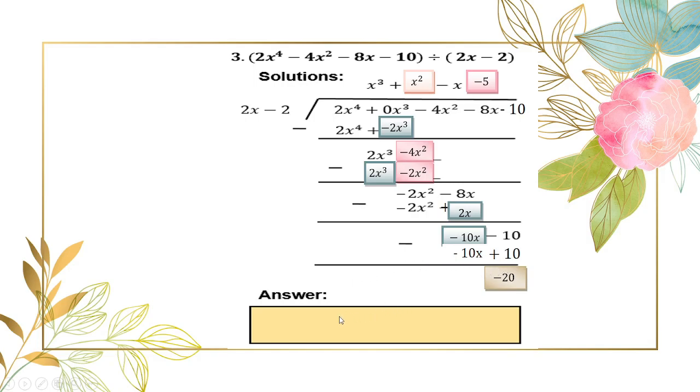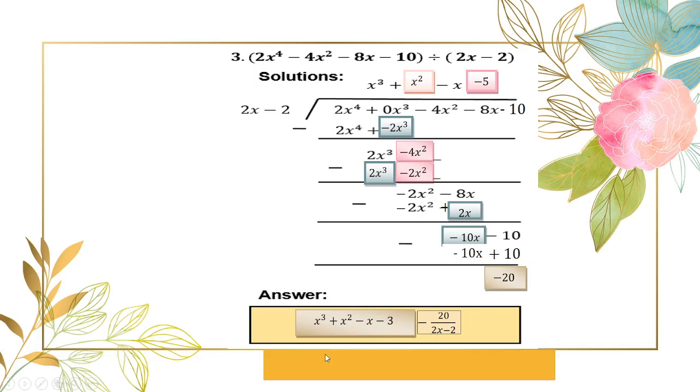So the answer is, from here, x cubed plus x squared minus x minus 5, minus 20 over 2x minus 2. Or P of x is equal to the divisor 2x minus 2 times the quotient x cubed plus x squared minus x minus 5, plus the remainder negative 20. Okay.